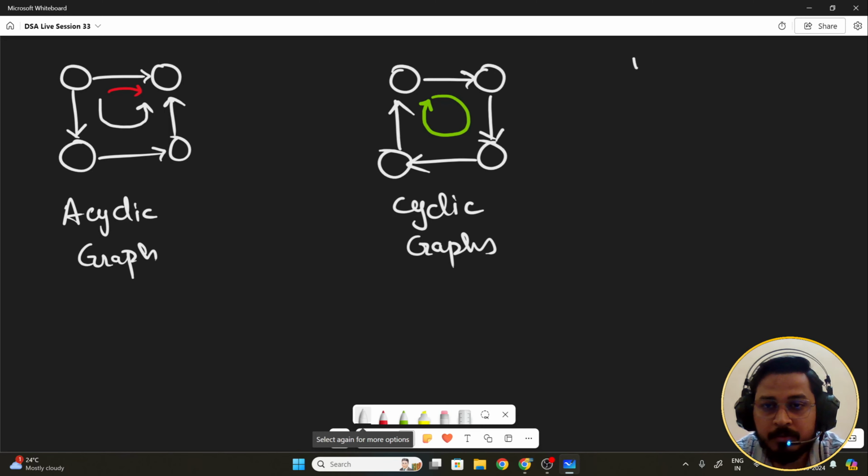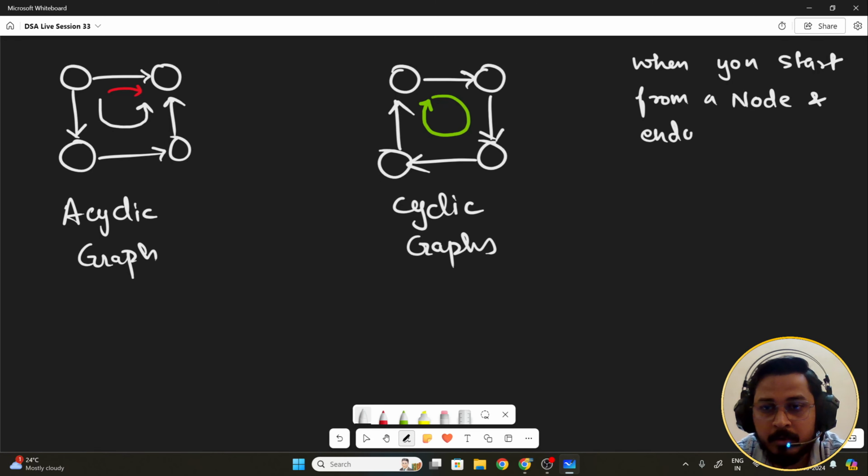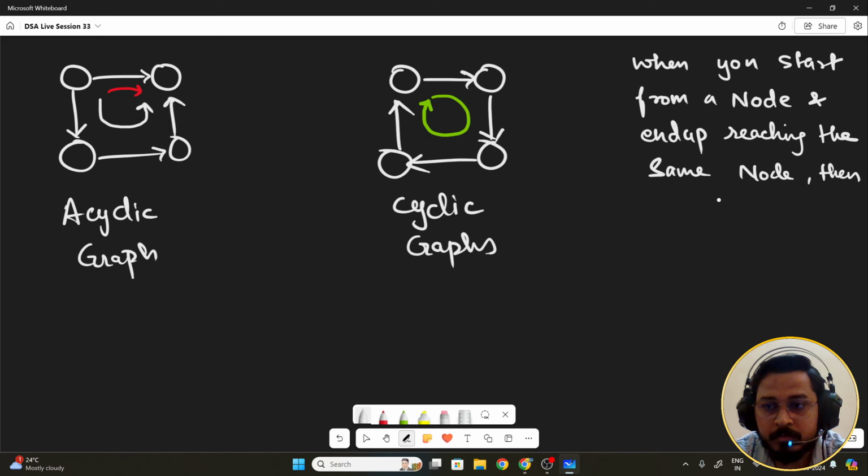When you start from a node and end up reaching the same node, that is a cyclic graph.